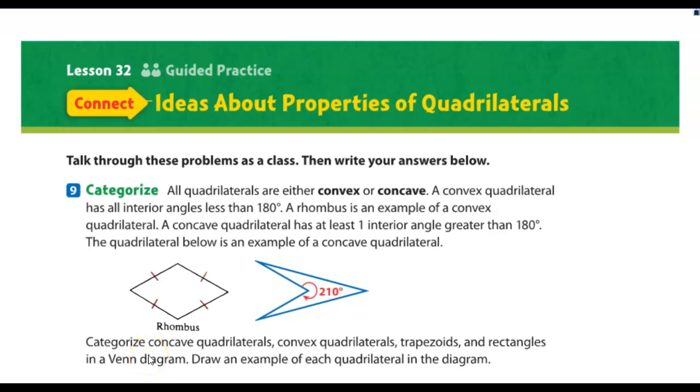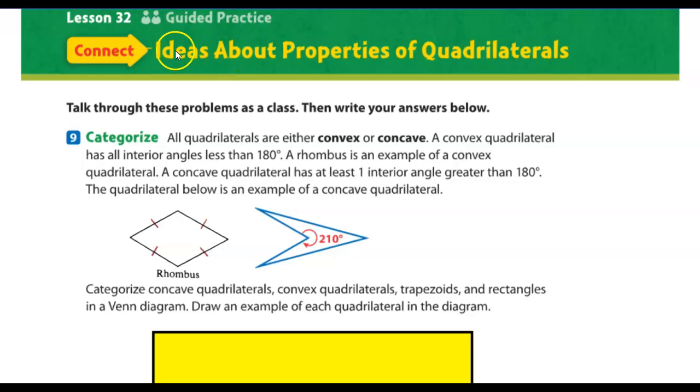Hi kiddos, this is Unit 5, Lesson 32, Day 3, textbook page 338. Alright, so today we are going to be talking about ideas about properties of quadrilaterals.